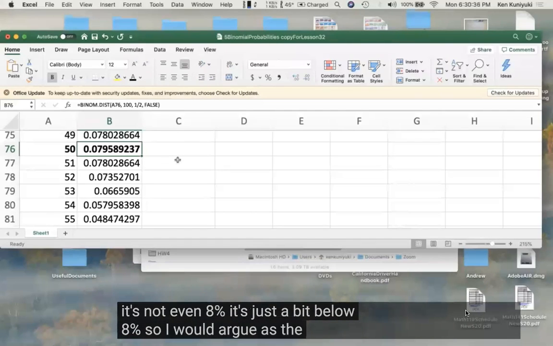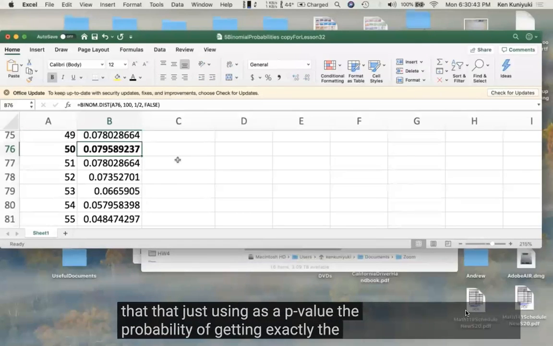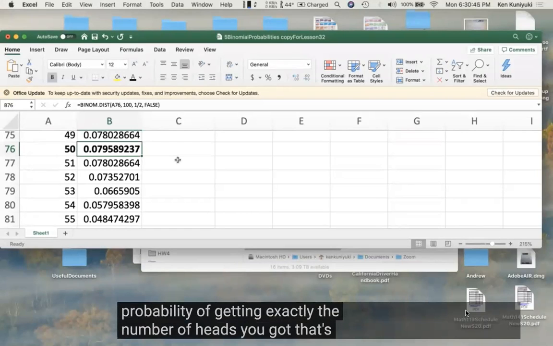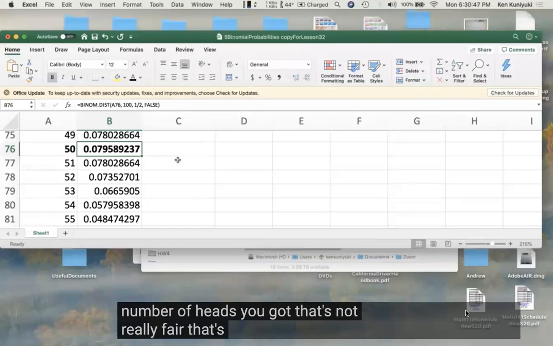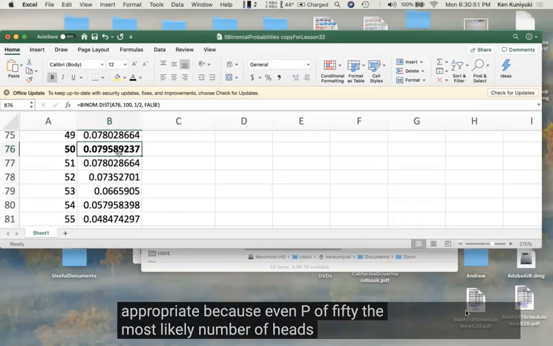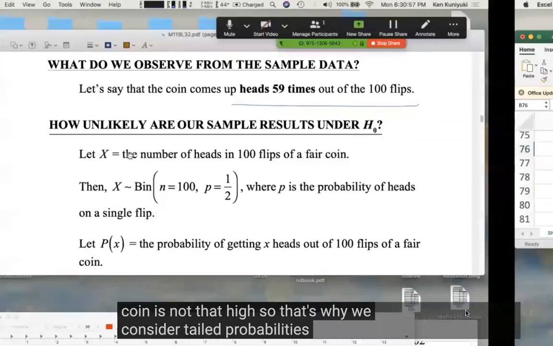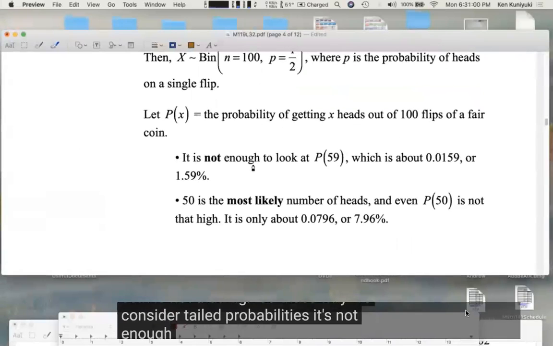So I would argue with you that just using as a p-value the probability of getting exactly the number of heads you got, that's not really fair. That's not really appropriate, because even P of 50, the most likely number of heads for a fair coin, is not that high. So that's why we consider tail probabilities. It's not enough to look at P of 59.